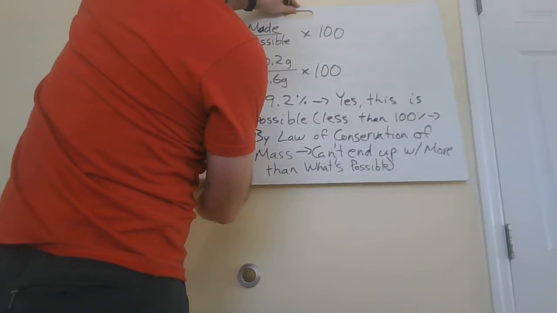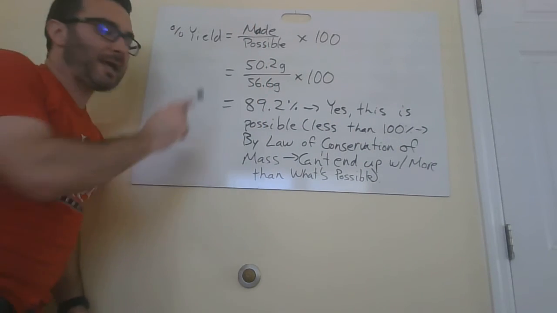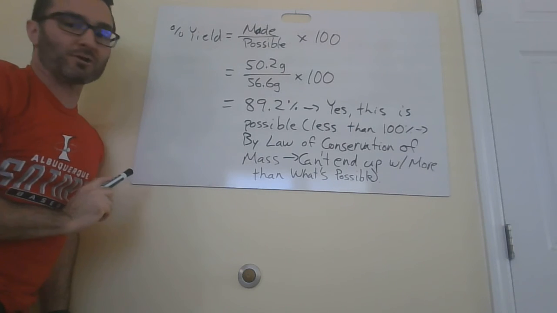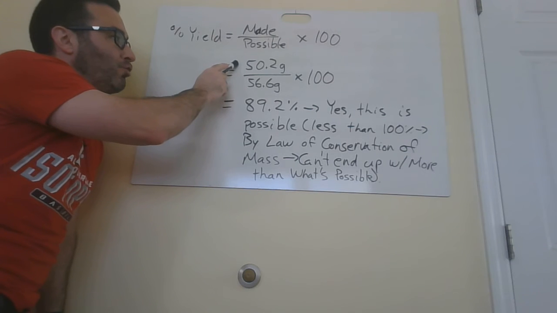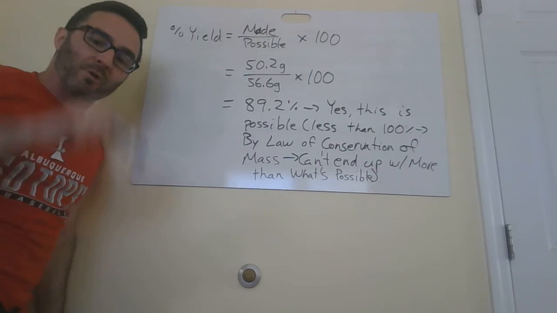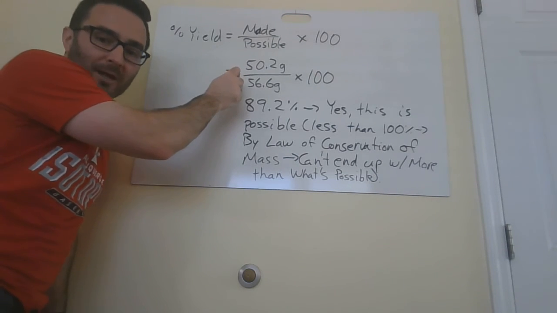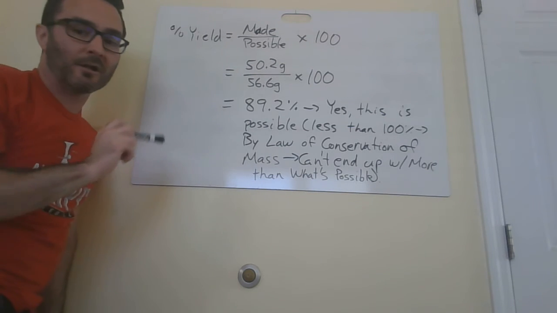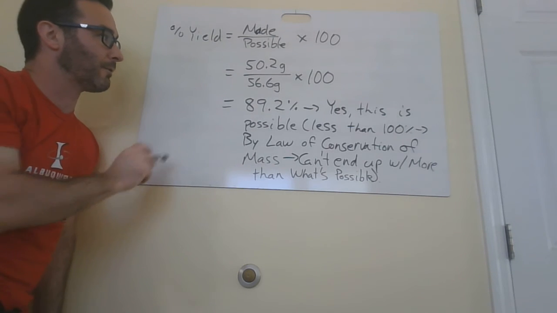The second part is the percent yield part. Percent yield is how much we actually made versus what was possible. When we read the problem, we said we made 50.2 grams. That goes in the top line. That's what you did in the experiment, what actually got produced. This is what you calculated by stoichiometry, and said, hey, we could have made 56.6 grams. That goes in the denominator.